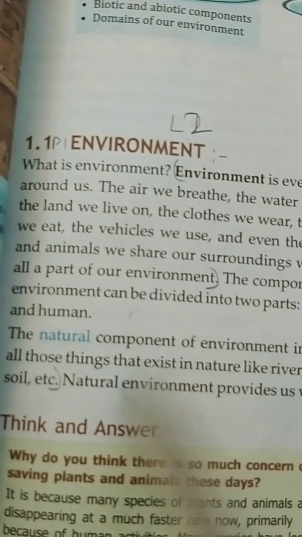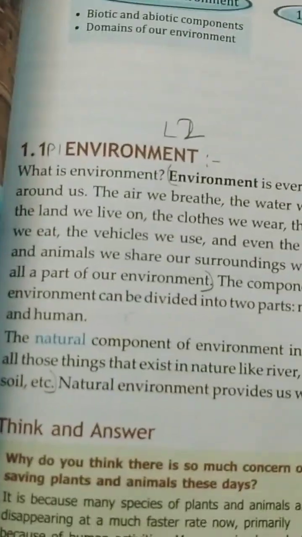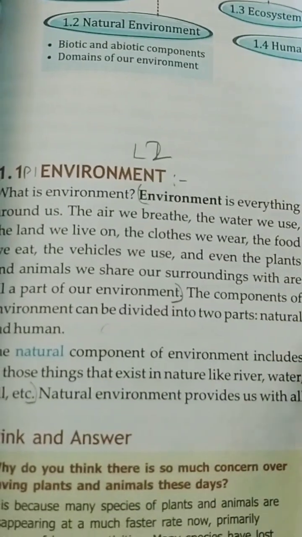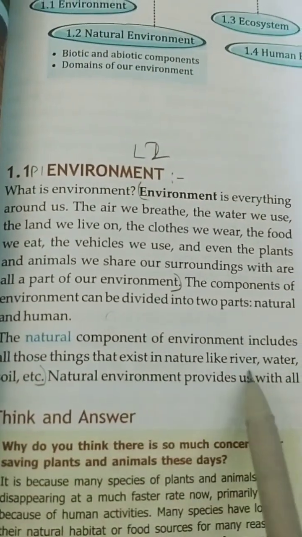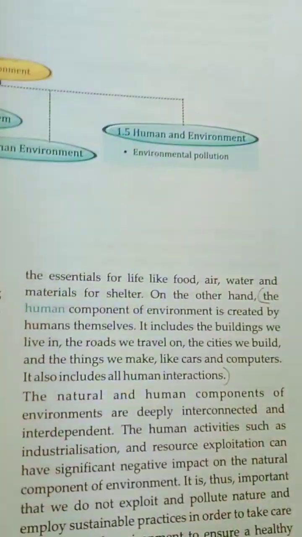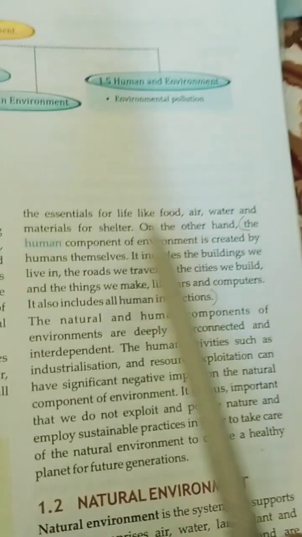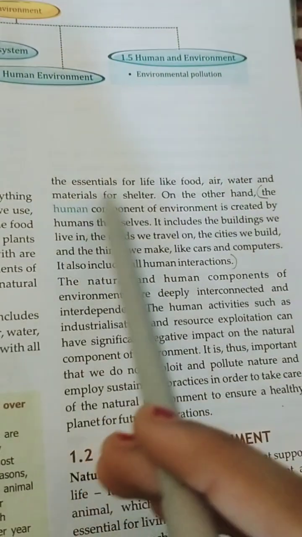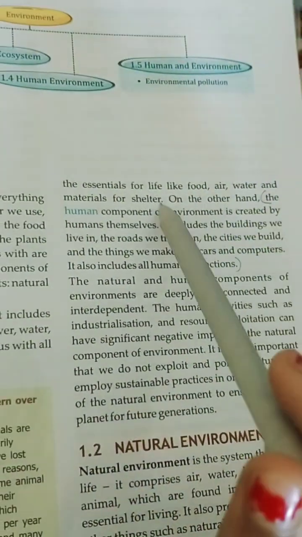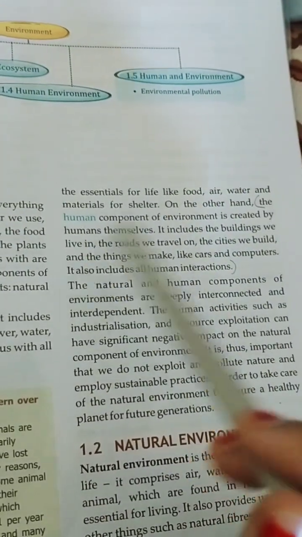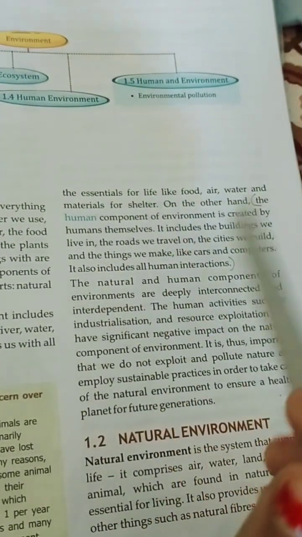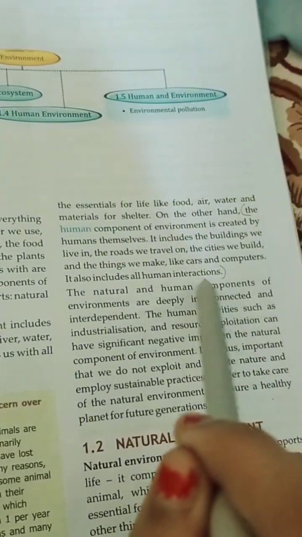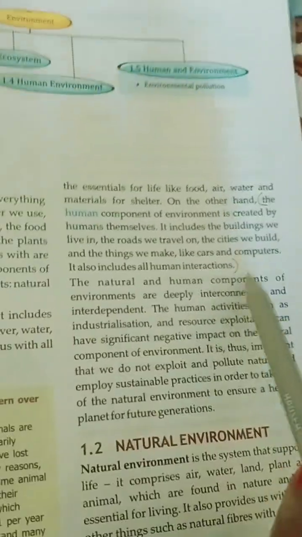So in this paragraph we understand what is environment. It is divided into two parts: natural and human. Natural components are the things that exist in nature, like river, water, soil, etc. And they give the essentials like food, air, water, and materials for shelter. On the other hand, the human component is created by humans. It includes buildings we live in, roads, cities, cars, computers, and it includes all the human interactions.